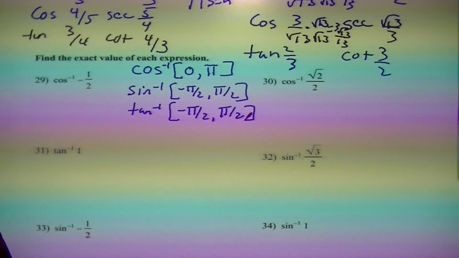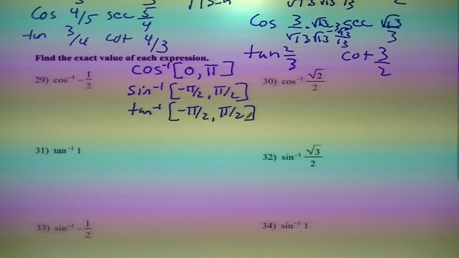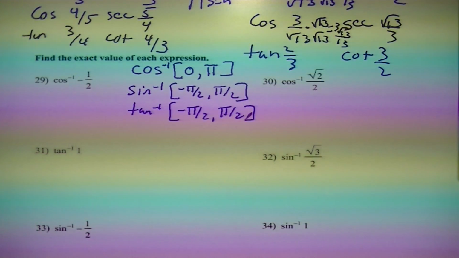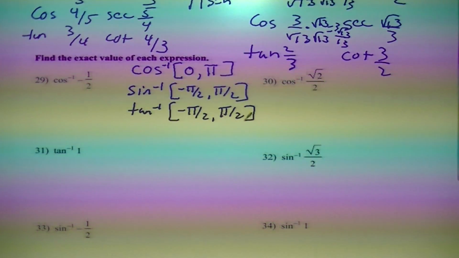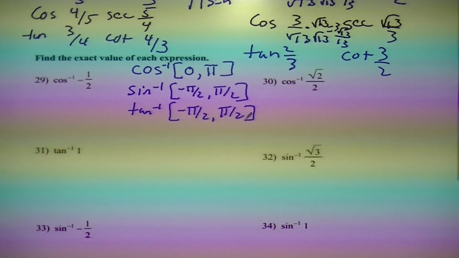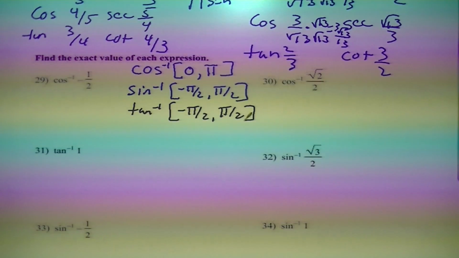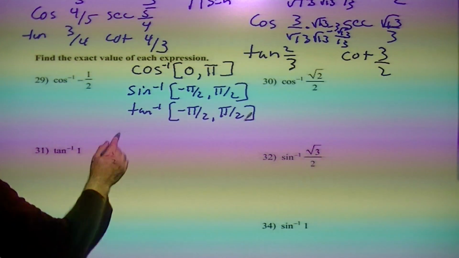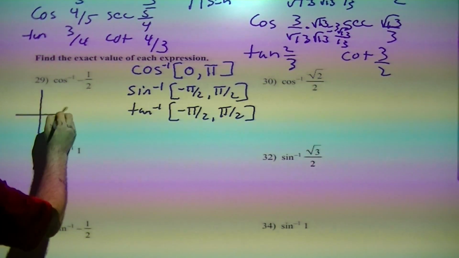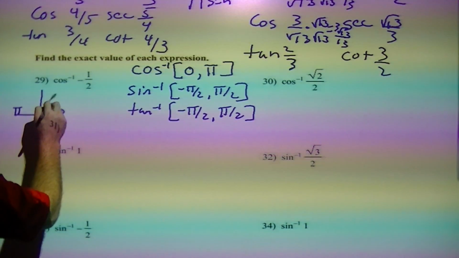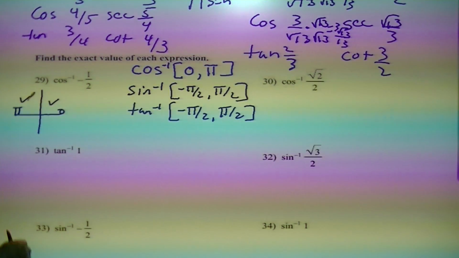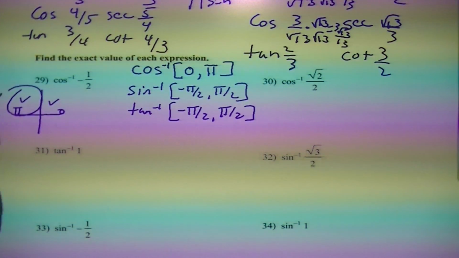So you have to be able to do this part without a calculator. The idea would be that the only way this can be answered is between 0 and pi. So basically, here's 0, here's pi. The only two quadrants that can be in are right there. So it means it's got to be in this quadrant.